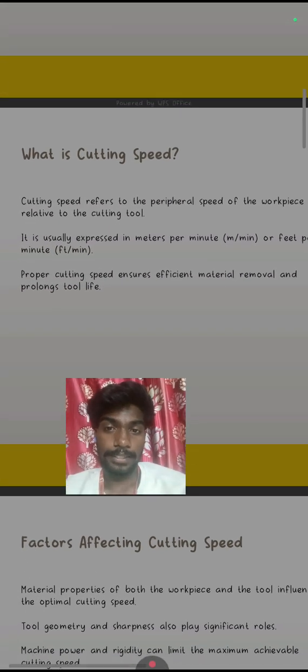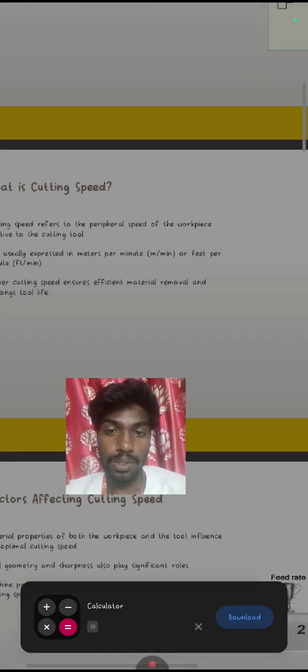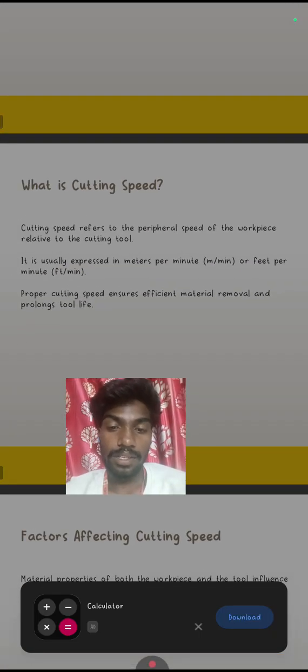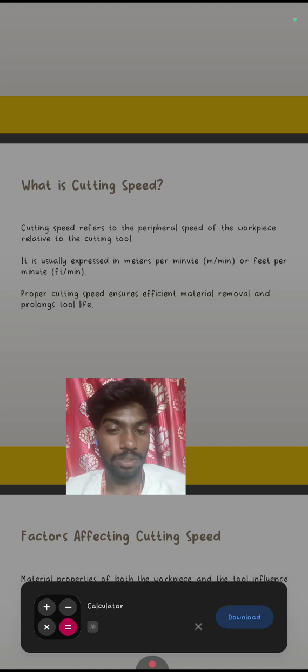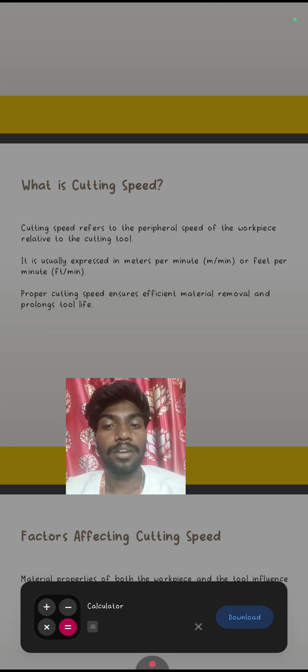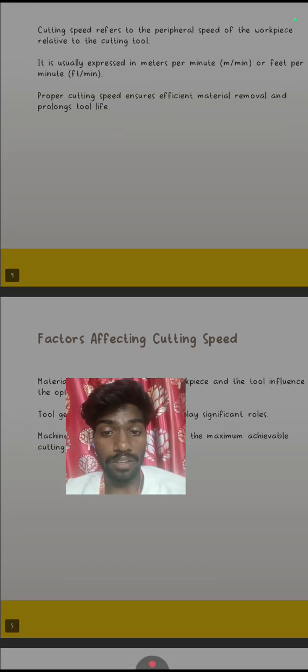What is cutting speed? Cutting speed refers to the peripheral speed of the workpiece relative to the cutting tool. It is usually expressed in meters per minute or feet per minute. Of course, we generally use meters per minute. Proper cutting speed ensures efficient material removal and prolongs tool life.